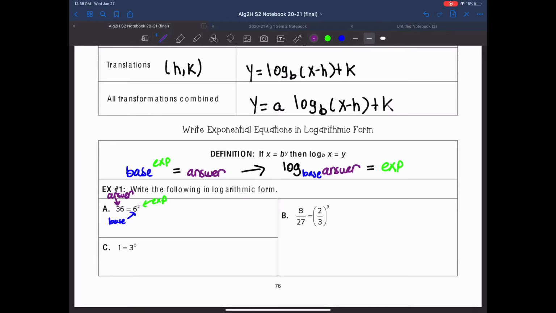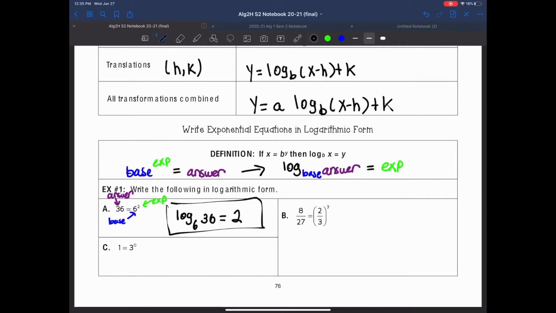So we have log base, and again, the base we're dealing with here is 6. So I have log base 6, and then I put the answer next to the logarithm. So log base 6 of 36 is equal to whatever my exponent is, which is 2. So logarithmic form would be log base 6 of 36 is equal to 2. Let's look at part B.